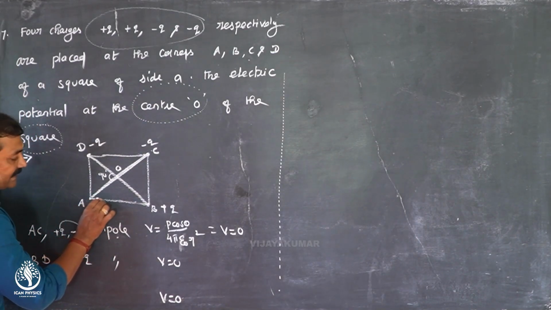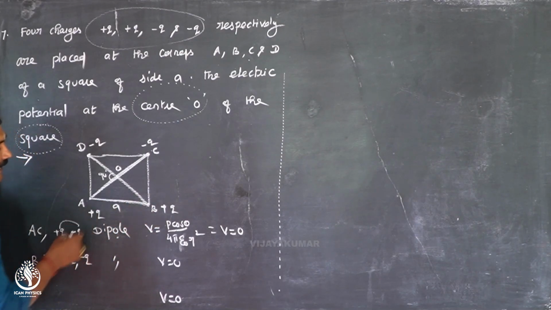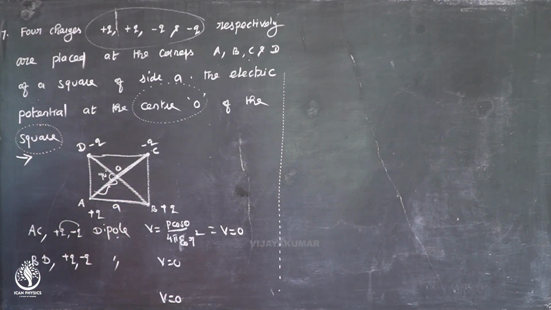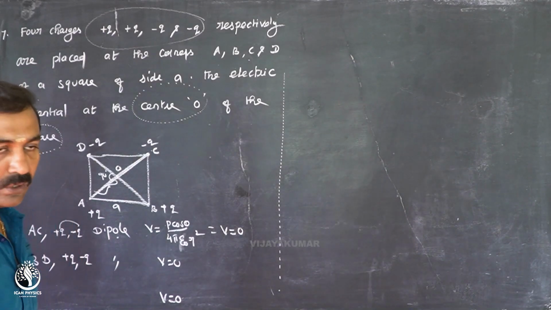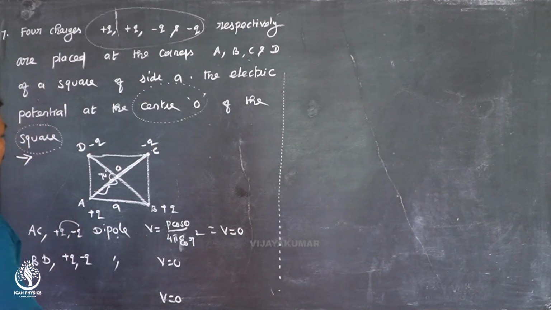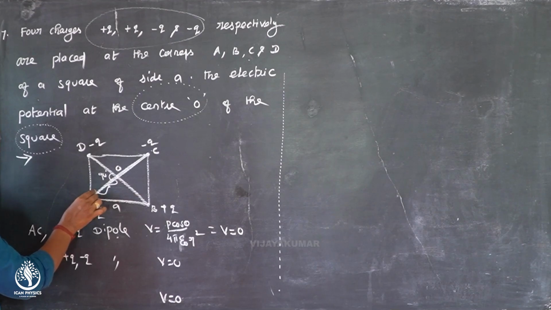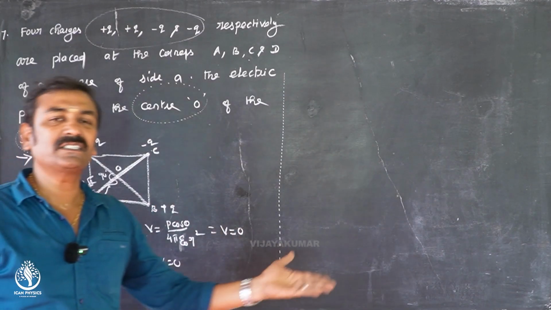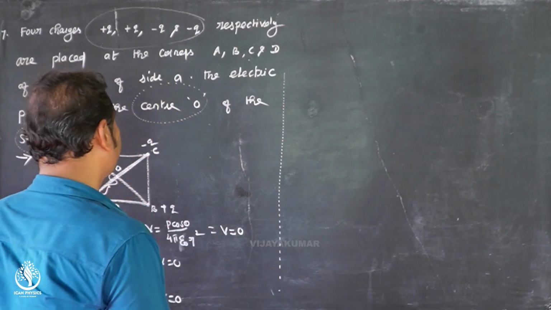Okay, so let us consider a square of side a. Then what about this distance? It can be taken as a root 2 by 2. So from the midpoint to the corner along the diagonal is a root 2 by 2, or by using the Pythagoras theorem you can find the value. Okay.